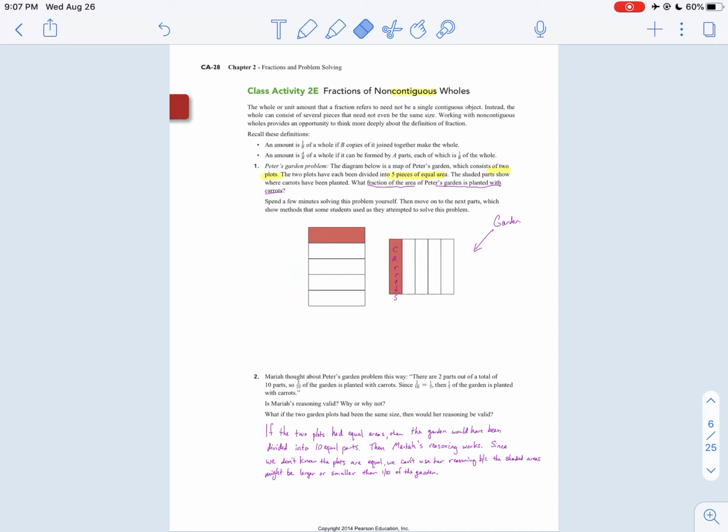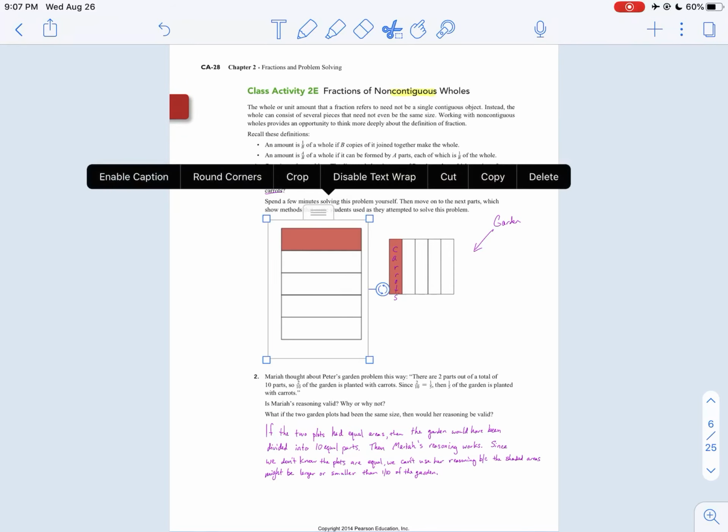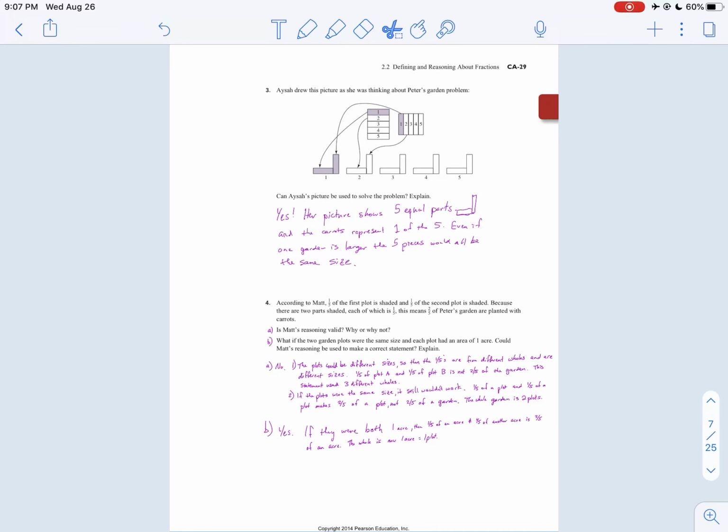In these pictures, these two plots might look about the same area, but they don't have to be. The problem didn't say that. And so if you can imagine, let's just make this really extreme. Remember that these could be different size plots, and if that was the case, that might change some of the answers. So let's look at Matt's.